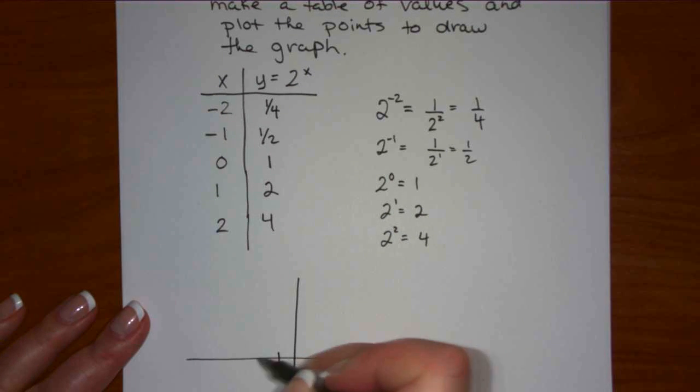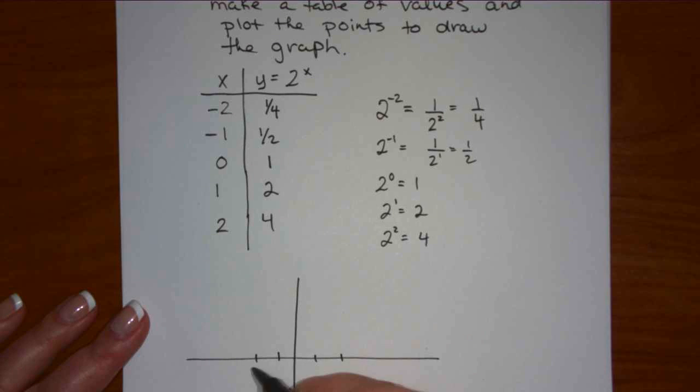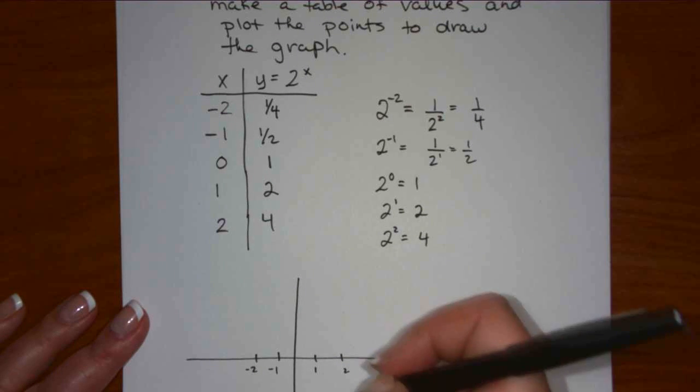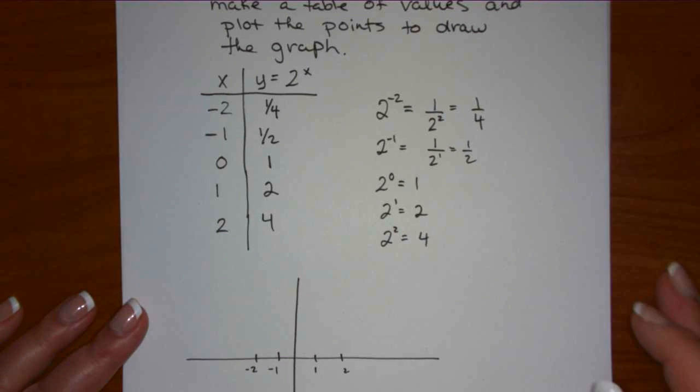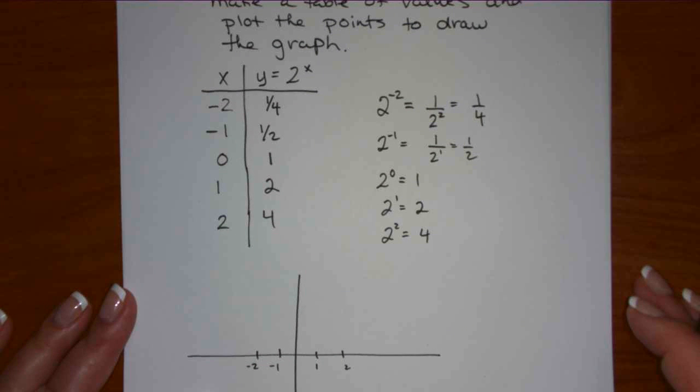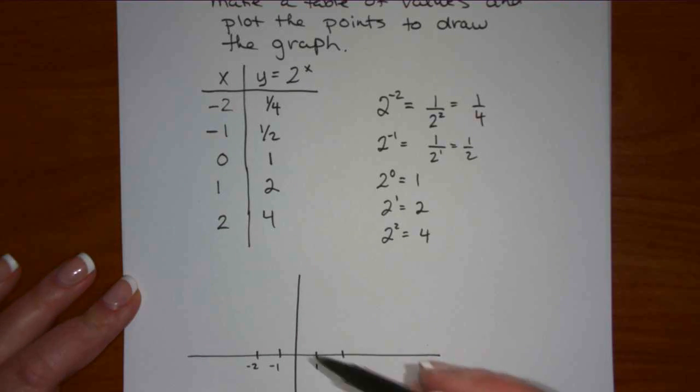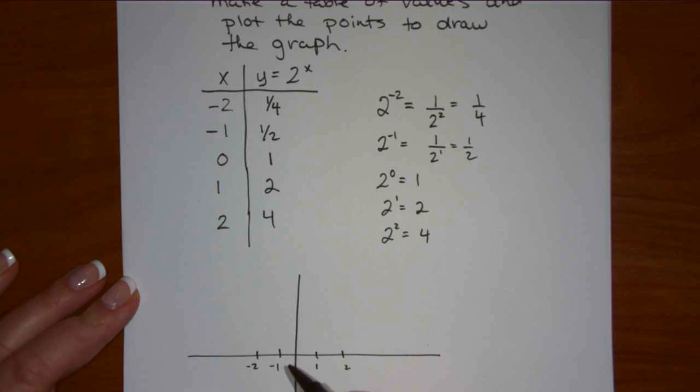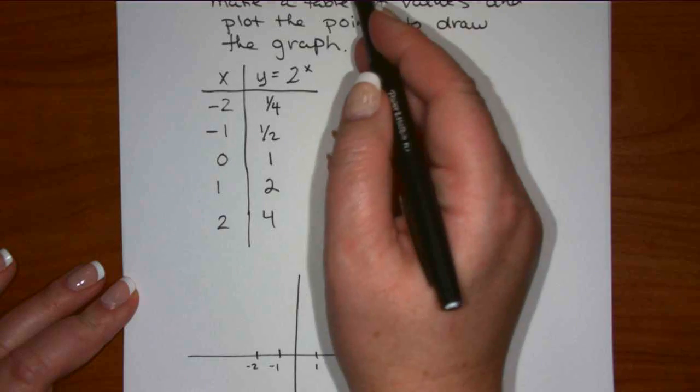So I went -1, -2, 1 and 2. And our y values are all positive. Do you notice that? And they always will be. Okay, so they're all positive. That's the range. Whenever you plug in a number, it can't make it negative.